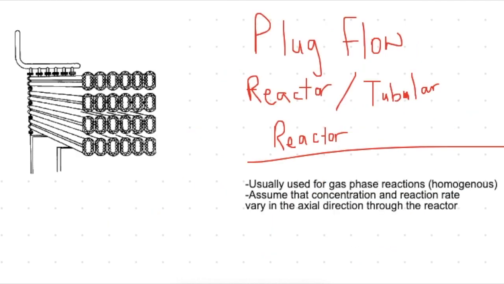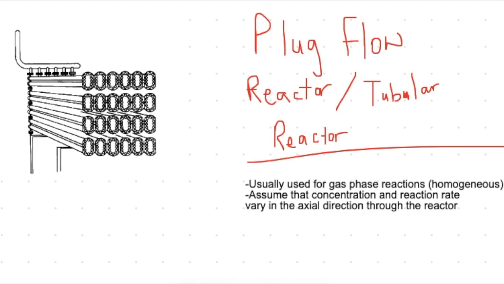The next type of continuous flow reactor we're going to talk about is a plug flow reactor. This is usually used for gas phase reactions, and I forgot to mention earlier that whenever we have a reaction that is in completely one phase, such as only liquid or only gas, it's called homogeneous.